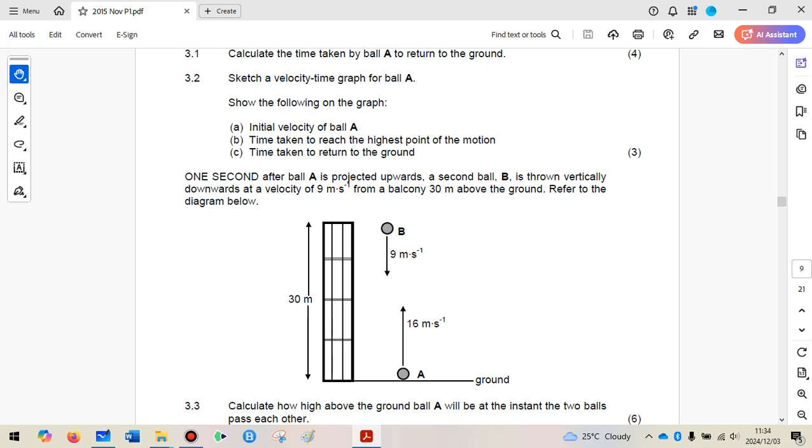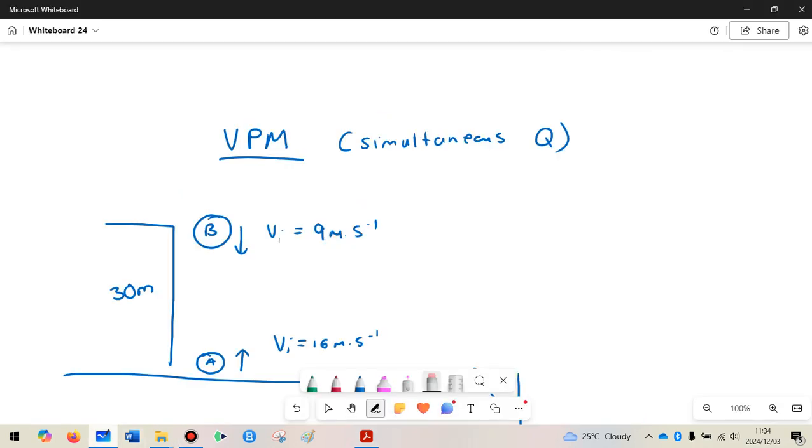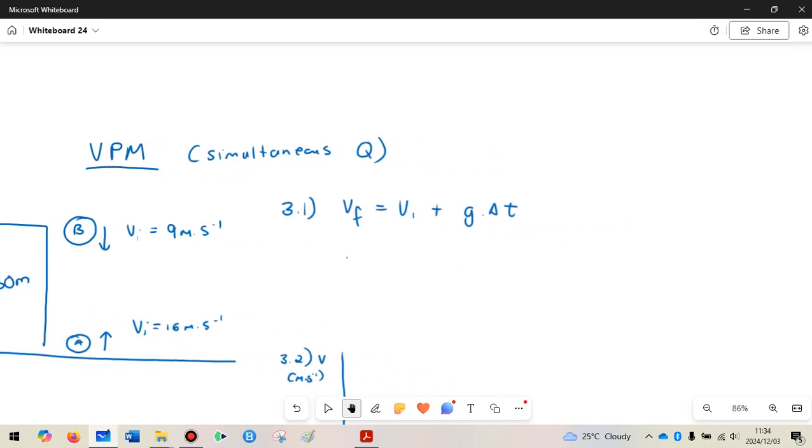So we're going to calculate the time it takes for A to return to the ground. Okay, we're going to plug in. Okay, we've got our final velocity. Okay, and how you choose to do this. What I also quite like with vertical projectile motion is drawing a little sketch next to what you're doing and highlighting the section that you're using.